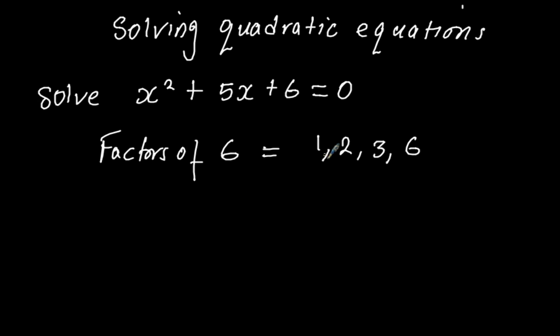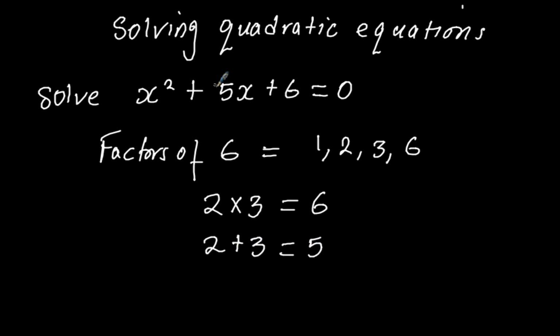So 2 and 3, 2 times 3 gives us a 6, and 2 plus 3 gives us a 5. Which 5 is this in our equation? So we always aim at getting a product 6, which is the constant term, and the sum, which is 5, the coefficient of x.